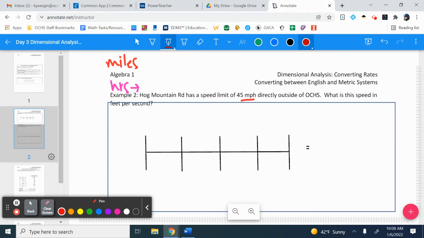So as I keep reading, in feet per second. So miles are turned into feet. And again, we do know that direct conversion. But then my hours is going to have to turn into seconds. So I can't go straight from hours down to seconds. I have to go from hours to minutes and from minutes to seconds.